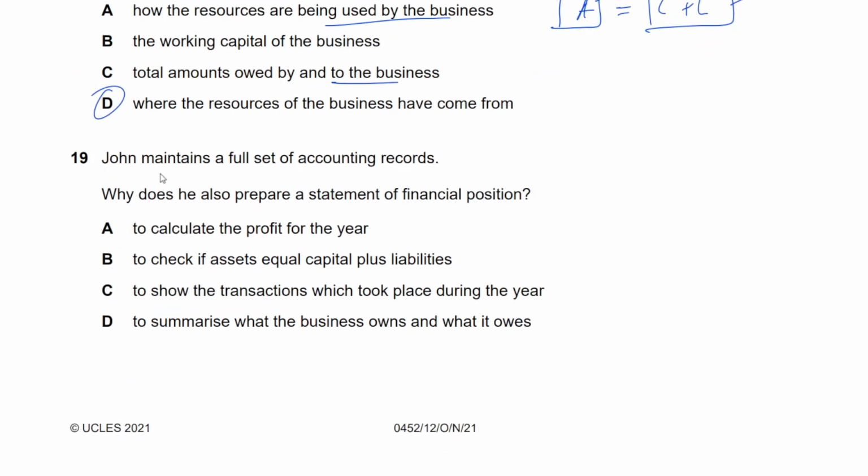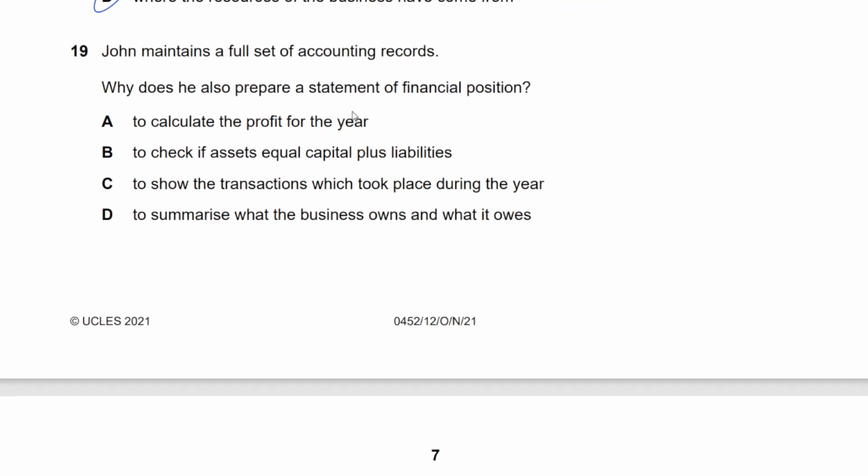Number 19. John maintains a full set of accounting records. Why does he also prepare a statement of financial position? We saw this question in the last paper as well, paper 1-1, October, November, just the previous one. To calculate profit for the year, we use the income statement. To check if assets equal capital plus liabilities, although that happens, that's part of it, but that's not why we prepare a statement of financial position. It is close to the right answer, but there's a better option later.